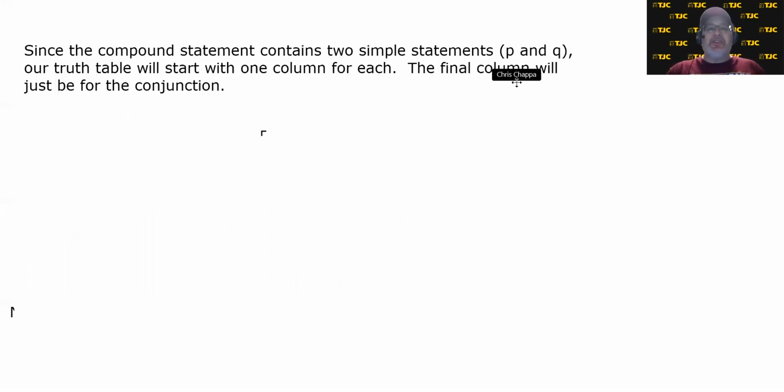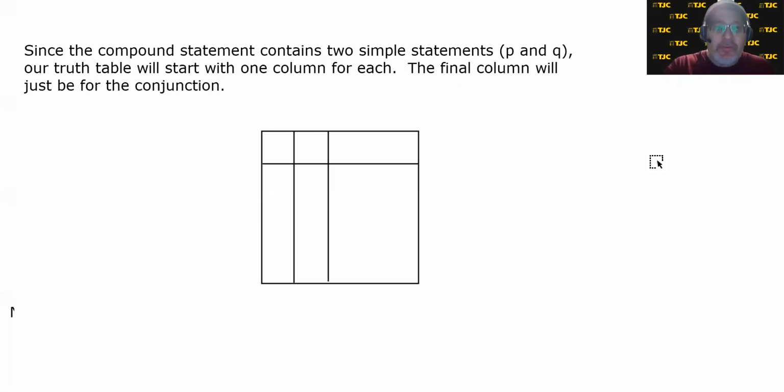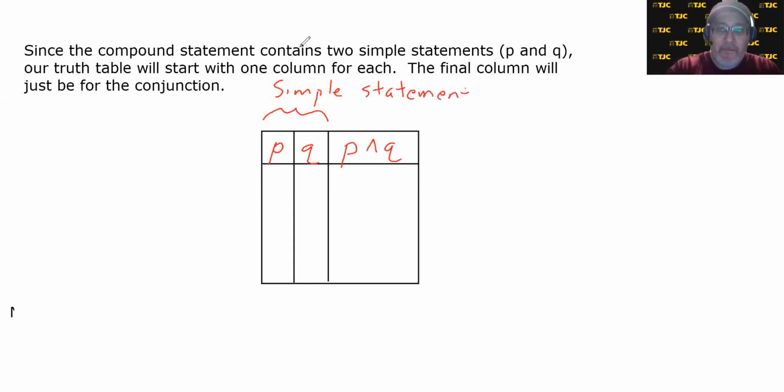Since the compound statement contains two simple statements, P and Q, our truth table will start with one column for each. One column for P, one column for Q, and the final column will be just for the conjunction. So our truth table will have a P and a Q, and then our final column will be P conjunction Q, or P and Q. Just a reminder, when you create a truth table, the first columns are always the columns for the simple statements, and the last column is always the column for the final statement.